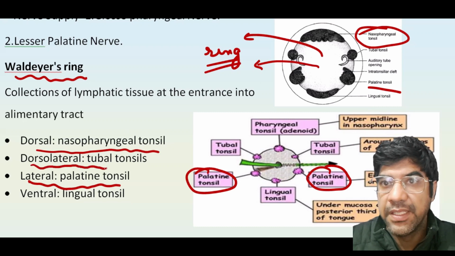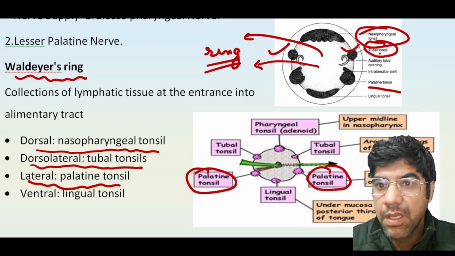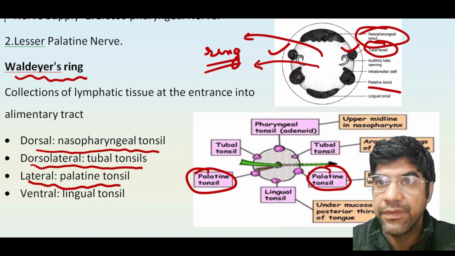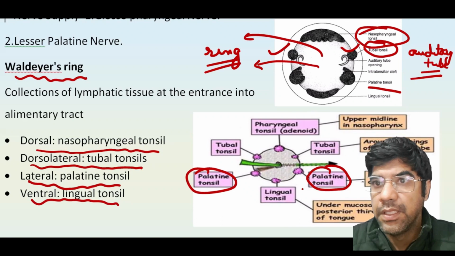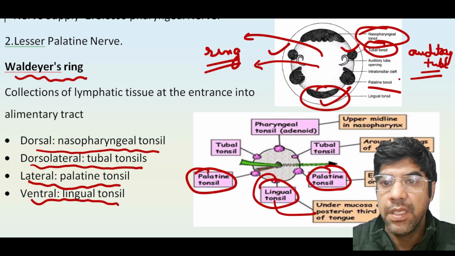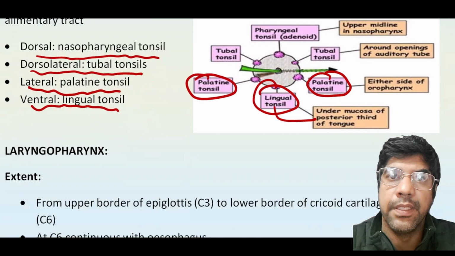On the dorsolateral side, there are the tubal tonsils. They are found laterally and above. These tonsils are in close proximity to the opening of the auditory tube in the nasopharynx. And on the ventral surface, there is the lingual tonsil. It is situated inferiorly on the posterior part of the tongue dorsum. The lingual tonsil is involved in protecting against infection in the oral cavity. So this was all about the Waldeyer ring.